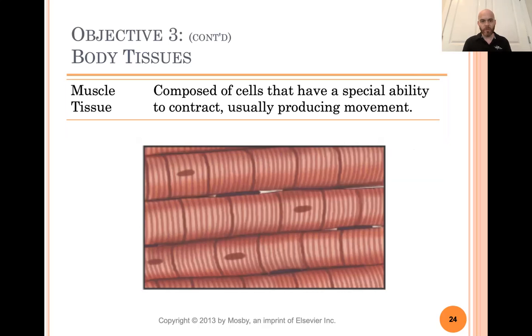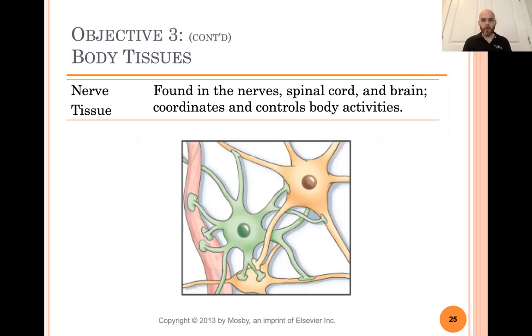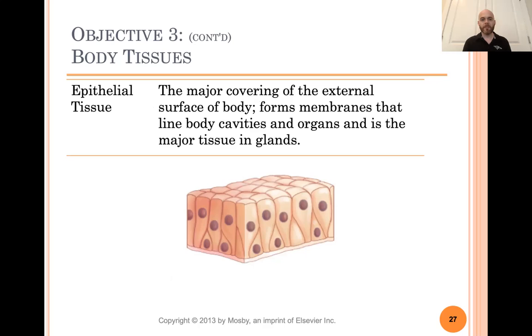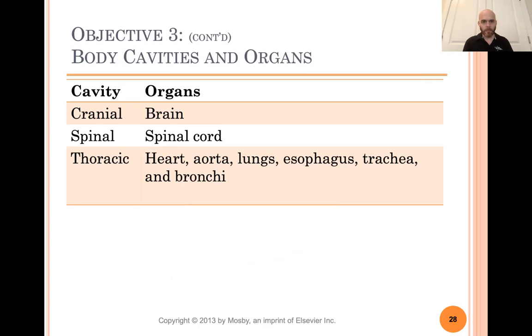Muscle tissue is made of muscle cells. Nerve tissue is made of nerve cells. Same with connective tissue. Epithelial tissue is a type of connective tissue that covers membranes and lines cavities and organs. Okay, again, you're going to go through this in anatomy and physiology, but we'll talk about this real quick.